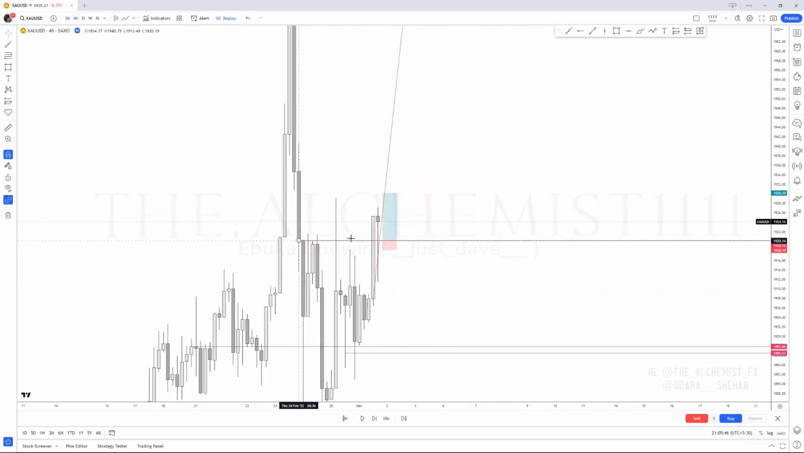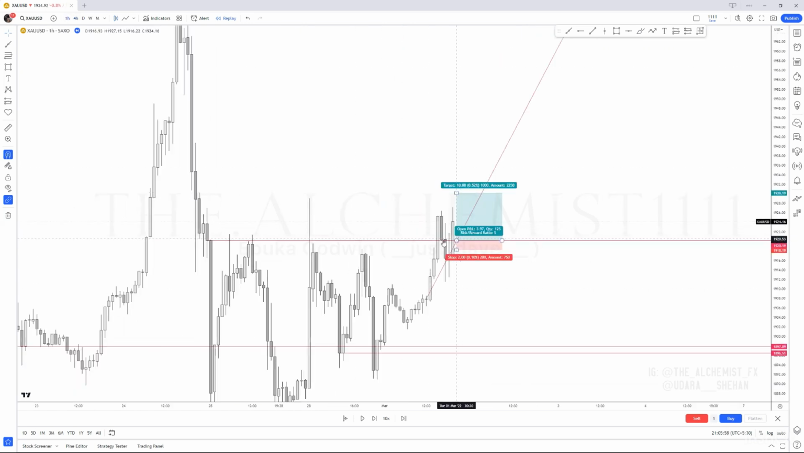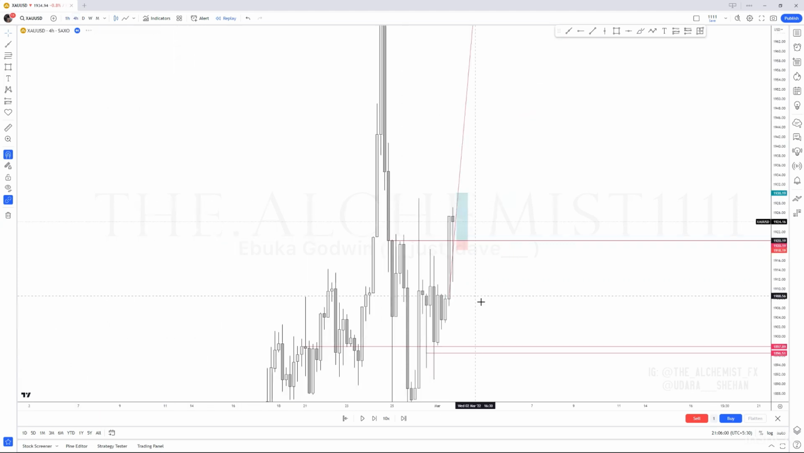Structure was broken. We had no idea what to do here. So we waited and then we got our confirmation. H4 rejected H4, right? And then if you go to H1, H1 clearly broke open close. So I told you that is our confirmation setup, right?